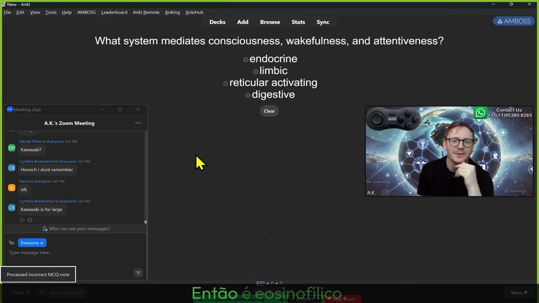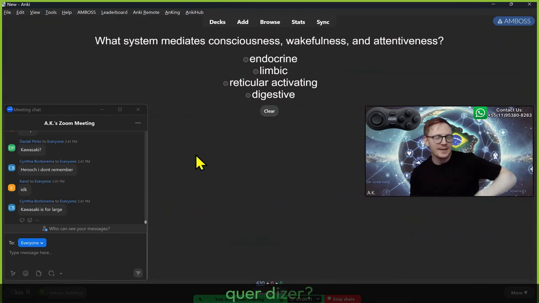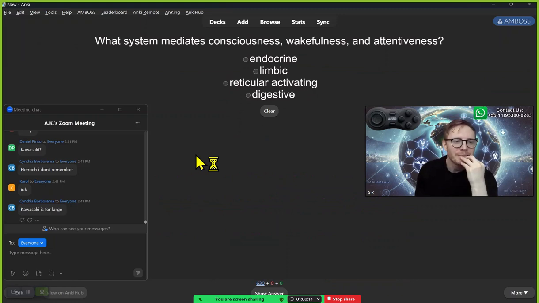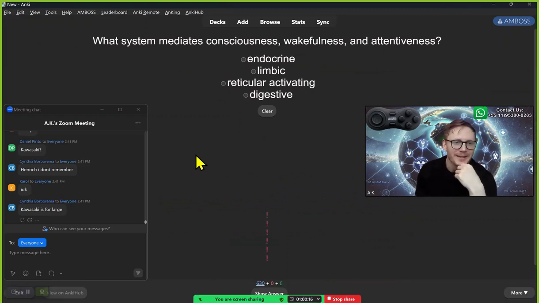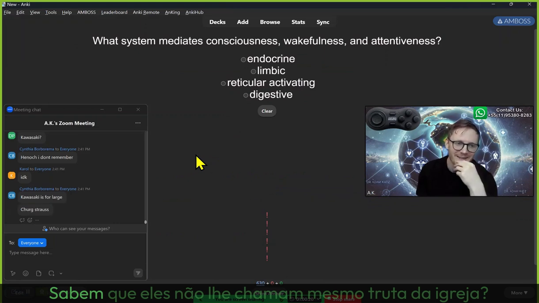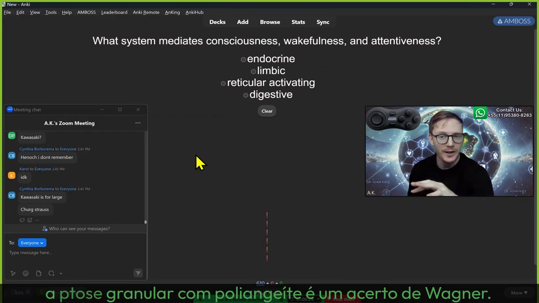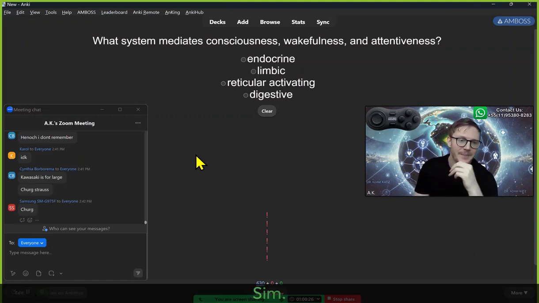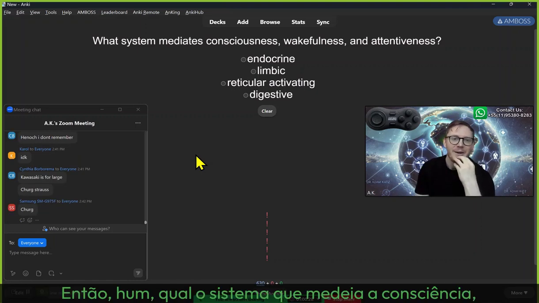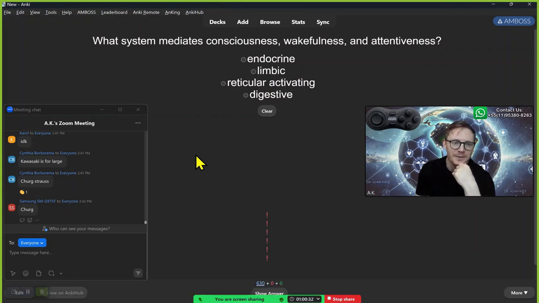So it's eosinophilic. Do you guys know what eosinophilic granulomatosis with polyangiitis is standing for? What disorder is that really? That's the eponymous name for it. They don't really call it that. Churg-Strauss, exactly. And granulomatosis with polyangiitis is Wegener's, right? So Churg-Strauss, exactly. So what system mediates consciousness, wakefulness, and attentiveness?